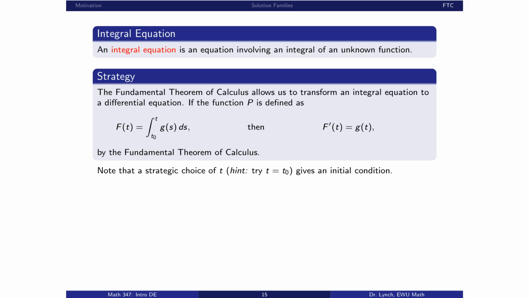F of t is an integral from t naught to t of g of s ds, then we can introduce a derivative by just taking derivatives of both sides. F prime of t is equal to g of t by the fundamental theorem of calculus. Moreover, a strategic choice of t, you might try t equals t naught, simplifies an integral equation quite a bit and will end up giving us an initial condition.